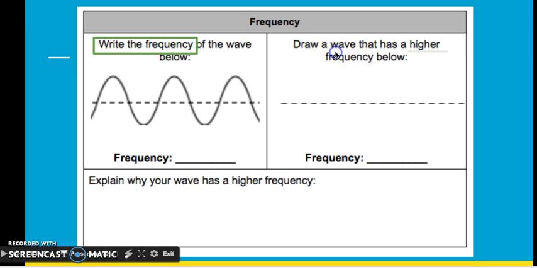All right, next, you're going to draw a wave again, but this time it's going to have a higher frequency. So you're going to draw your wave, but you're going to think about how it needs to have a higher frequency. And then you're going to match that with writing what that frequency is right here. So draw your wave, write the frequency that you drew. Okay, press play when you're ready to go on.